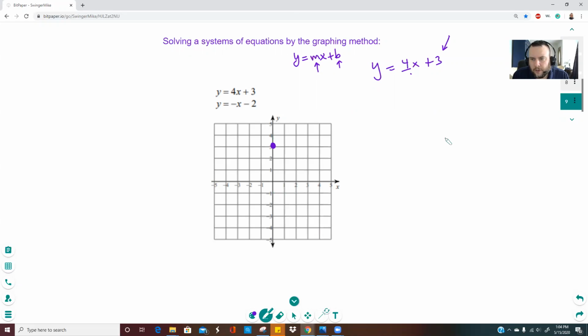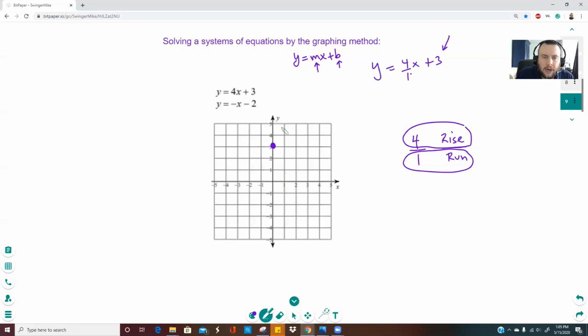If you remember, slope is rise over run. So do I just go up 4 or what do I do? I always like to go 4 over 1. If it's a whole number or an integer, put it over 1. 4 over 1 is the same as 4, right? So I rise a positive 4, meaning I go up. If it was negative 4, I'd go down. Run means left and right, rise means up and down, okay? So run positive 1 means go to the right. If it was a negative 1, I'd go to the left, right?